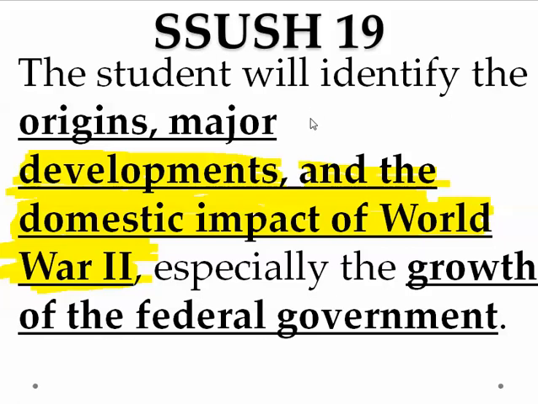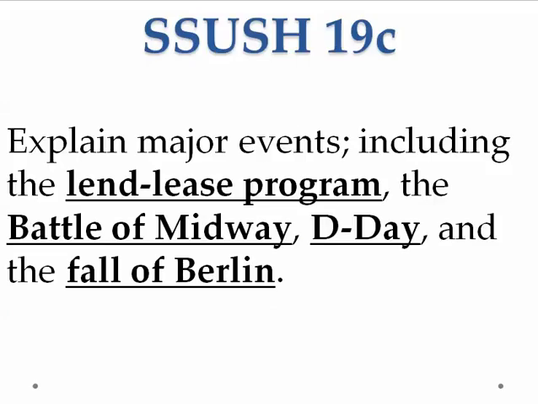Alright, Standard 19C, we're going to talk about several things actually. But 19, the student will identify major developments of World War II. That's what we want to look at. Major events in World War II. 19C says explain major events including the Lend-Lease program, the Battle of Midway, D-Day, and the fall of Berlin.